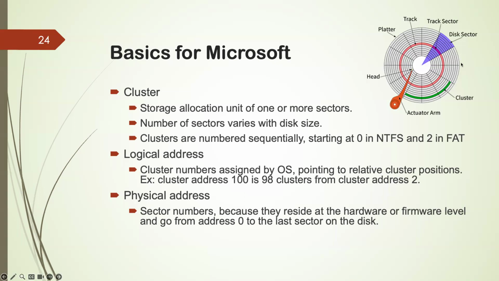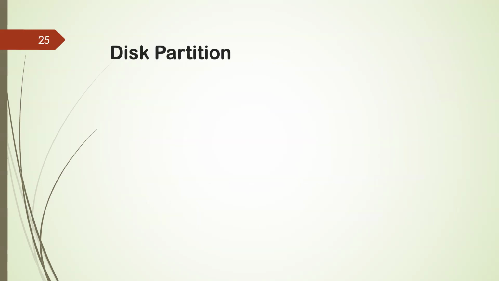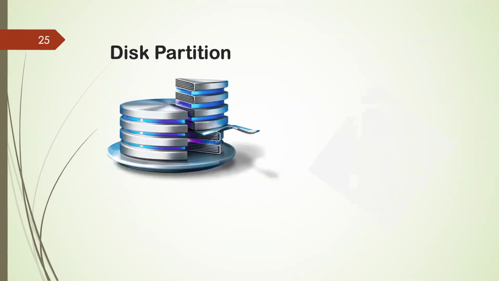So sector numbers 1, 2, 3 is cluster number 1. Similarly, cluster number 2 may be sector numbers 20, 21, 22. So they don't have to be close to each other. They can be located on different spaces or different locations within a hard drive. So given this information in mind, the next thing we need to talk about is the disk partition.